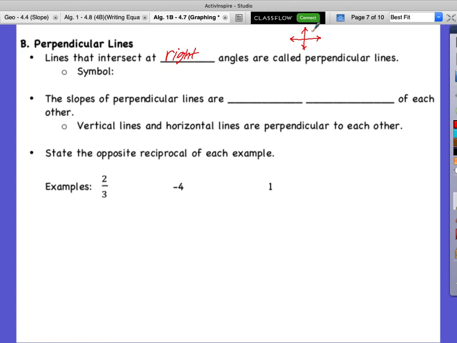Okay, so perpendicular lines look something like this. They intersect at a 90-degree angle. Does anyone know how we can mark that these are perpendicular? The little box there. Okay, that shows that it's perpendicular. Do you see an example of perpendicular lines in real life?